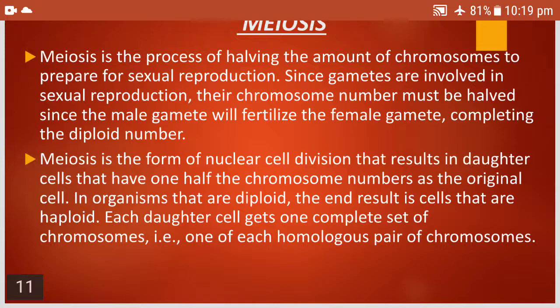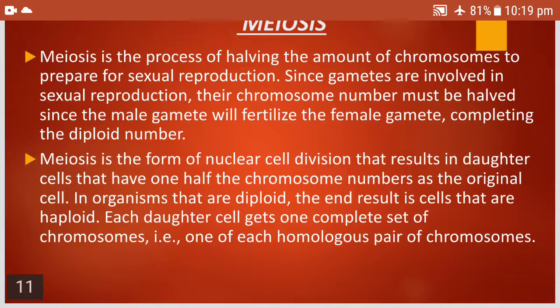In meiosis, 4 daughter haploid cells are formed. Meiosis takes place in two phases, meiosis 1 and meiosis 2. Meiosis is the form of nuclear cell division that results in daughter cells that have half the chromosome number of the original cell. In organisms that are diploid, the end result is cells that are haploid. I will tell you what is haploid. Suppose there are 2 chromosomes, then only one chromosome will be inherited by the daughter cell. So each daughter cell will get one complete set of chromosomes, one of each homologous pair.